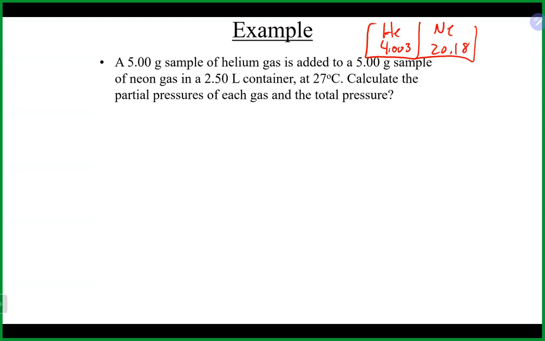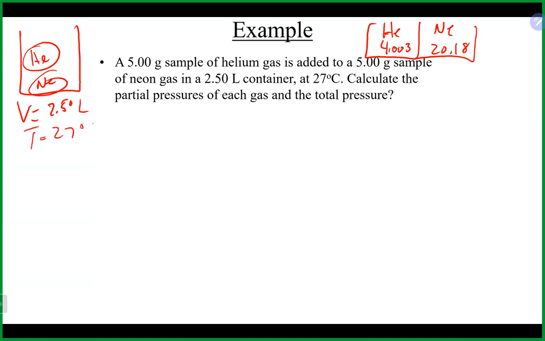So once again, we have a mixture basically here of helium and neon flying around in the same container. Because they're in the same container, the volume for both of the gases is going to be 2.5 liters. The temperature as well for both of those gases will be 27 degrees Celsius. And as we know, we should always convert that into Kelvin, so might as well just do that right here by adding 273. That's going to give us 300 Kelvin in this case.